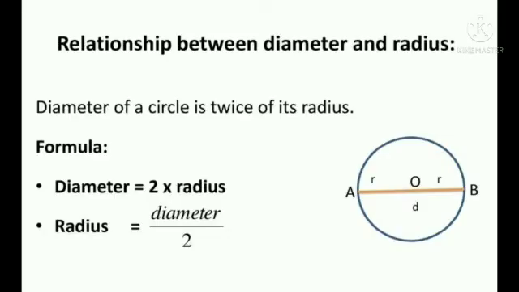Now let's see what is the relationship between the diameter and radius. Now students, here the relation between the diameter and radius is: diameter is twice its radius. Clear everyone? And radius is half of your diameter. Clear? Suppose the radius is given as 3 centimeter, so your diameter will be twice, that means 6 centimeter. And if your diameter is given as 10 centimeter, so your radius will be half of that 10 centimeter, that means your radius will be 5 centimeter.